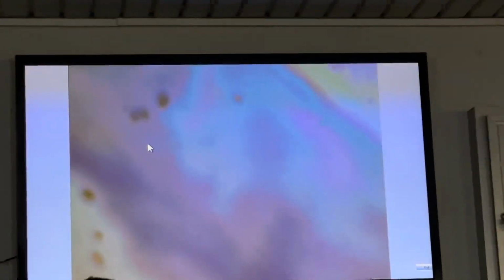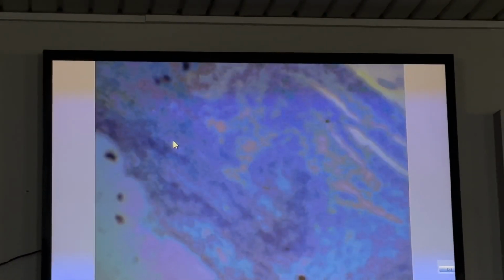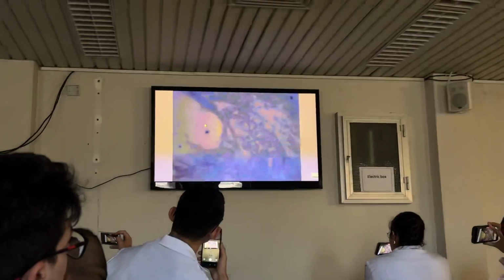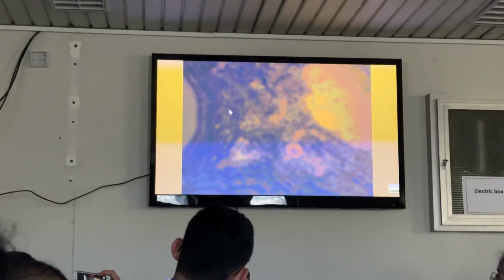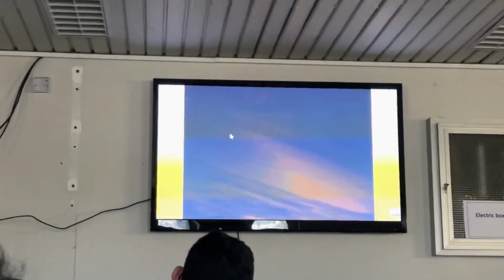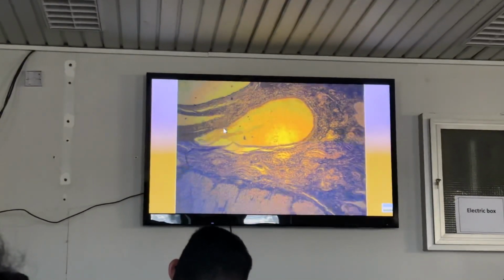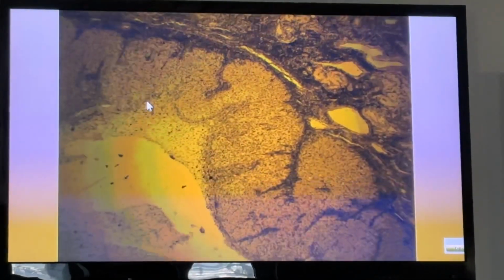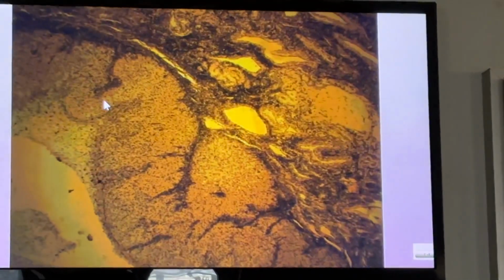The corpus luteum. When the secondary oocyte undergoes ovulation, the remaining granulosa cells and the theca interna reorganize and form a temporary endocrine gland, secreting progesterone and estrogen, which are important for implantation of the embryo.